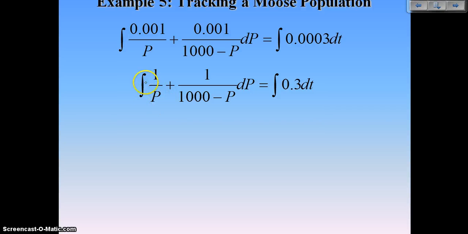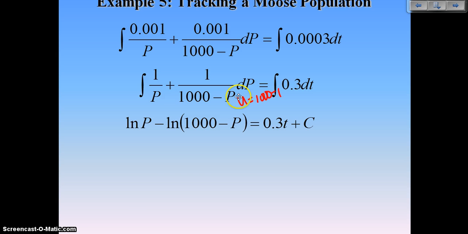Alright, now my integral laws: the integral of 1 over p will be natural log p. And 1000 minus p, now on this one, ladies and gentlemen, I'll just do a little side note here. I would have to let u equal 1000 minus p, doing u substitution. du then would be negative dp. All that tells me is that when I do this integral, I'm going to have to multiply by a negative inside and a negative outside. And then it'll still be natural log, but that's where that negative comes from right there.